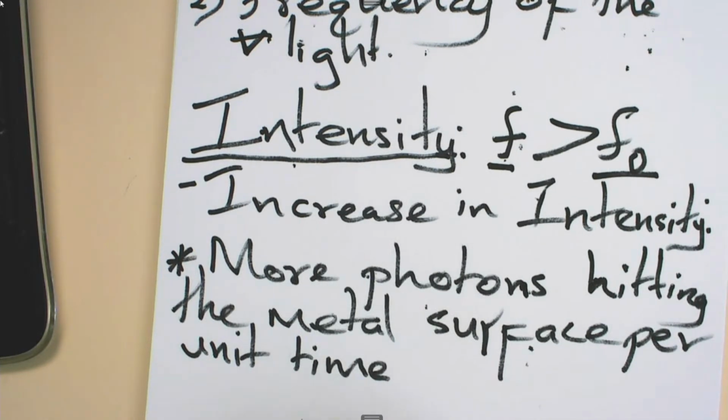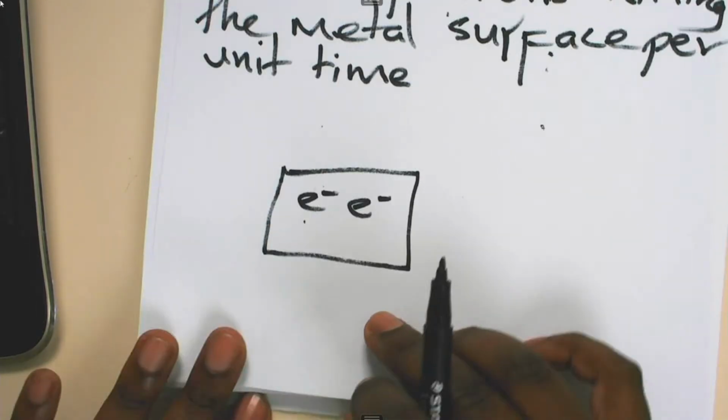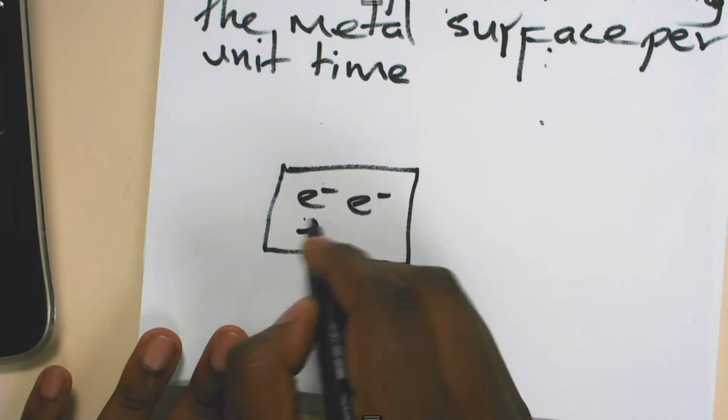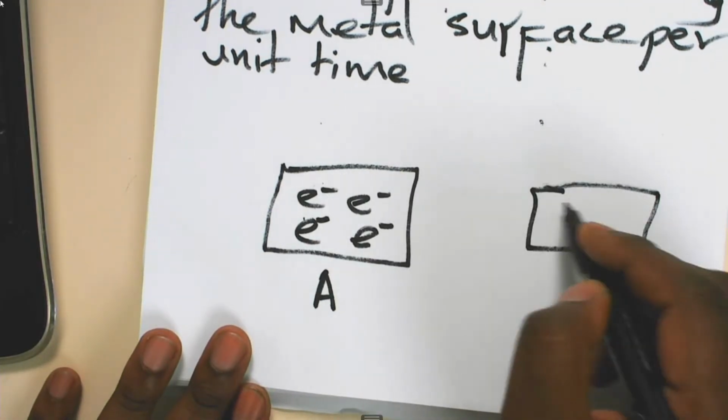I'll just draw here. Let's say you are having electrons here on this surface. Let's say this is situation 1. And then here we also have another metal.